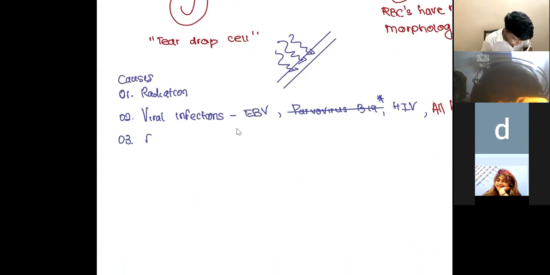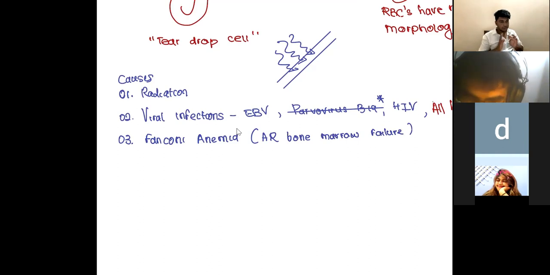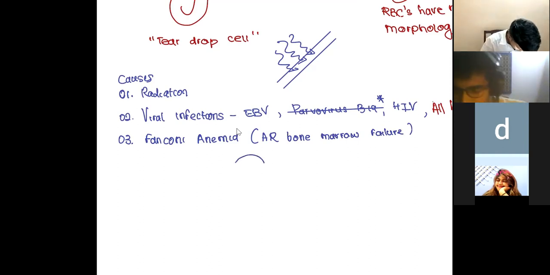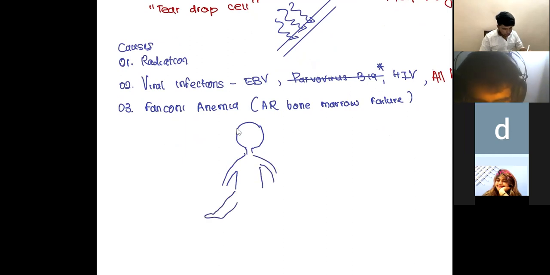The next cause is something called Fanconi anemia. This is an autosomal recessive bone marrow failure. Okay. Autosomal recessive bone marrow failure. Draw a short child. Just draw a short child. Short stature.